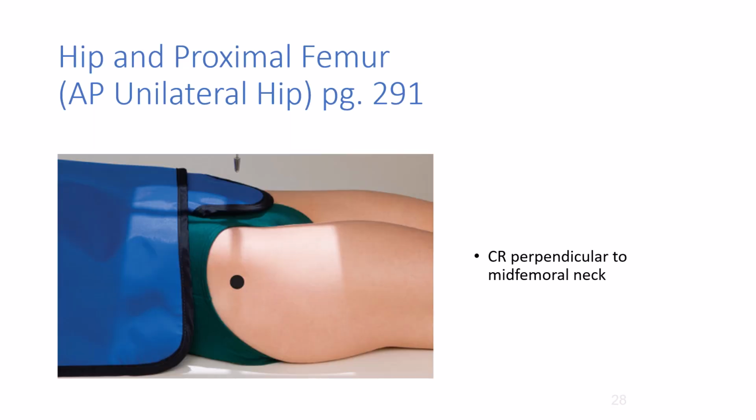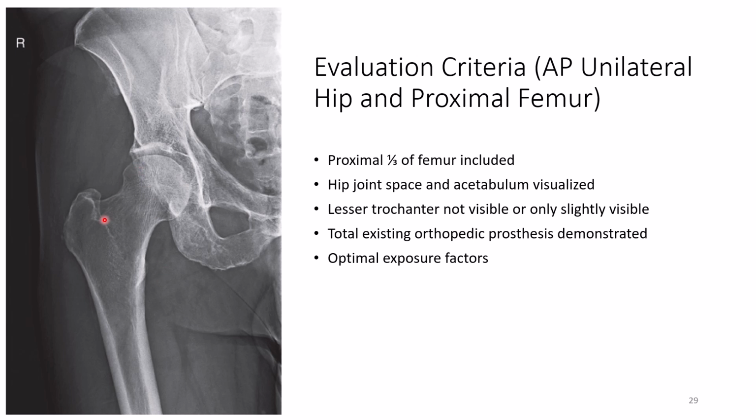Then we go on and do an AP of the proximal femur, which is an AP unilateral hip on page 291. This one, the leg is internally rotated 15 to 20 degrees medial to place the femoral neck parallel to the IR. The central ray is at the femoral neck perpendicular, so that is found going 1 to 2 inches medial from ASIS and 3 to 4 inches down from ASIS. And again, if done correctly, you would end up with your image looking like this. So those two are normal for a trauma femur.